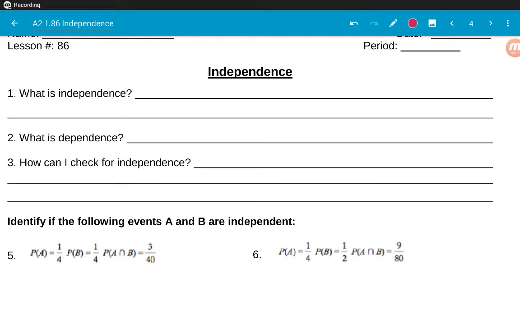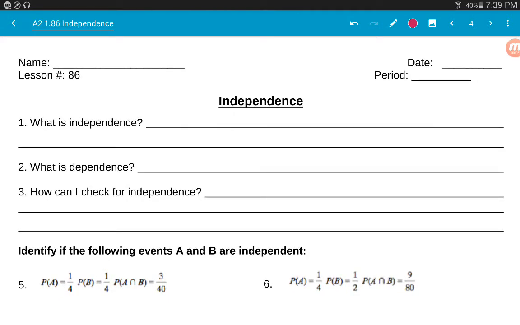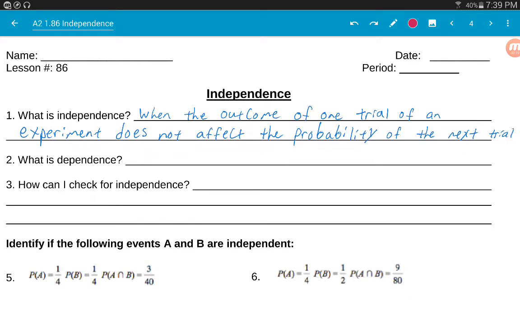Here's your video on lesson 86, which is about independence as related to probability. So the first thing we need to know is, what does independence mean? Independence is when the outcome of one trial of an experiment does not affect the probability of the next trial.